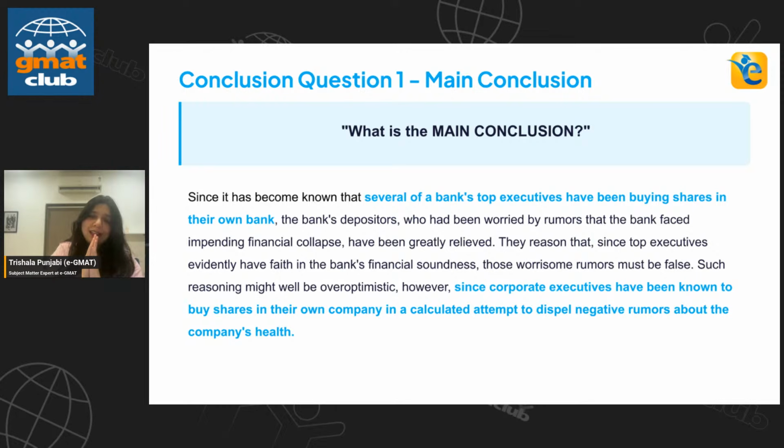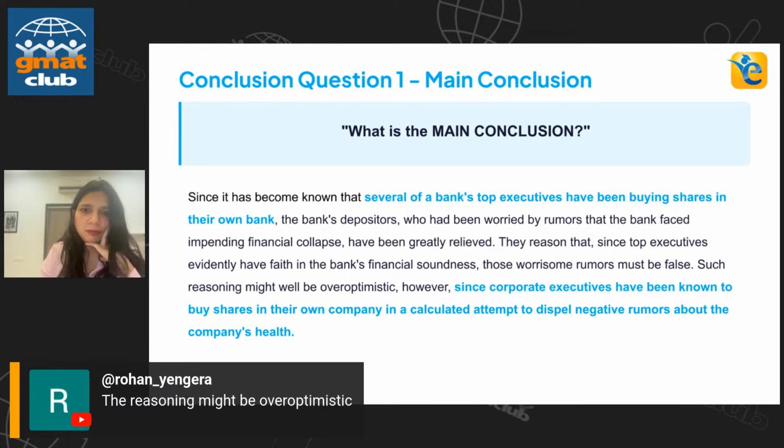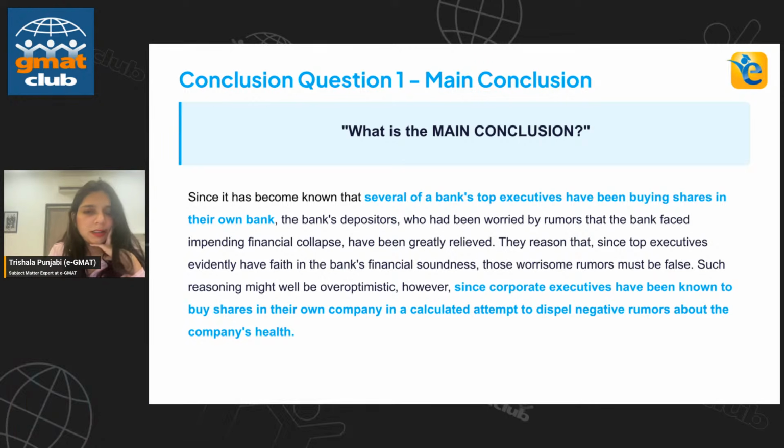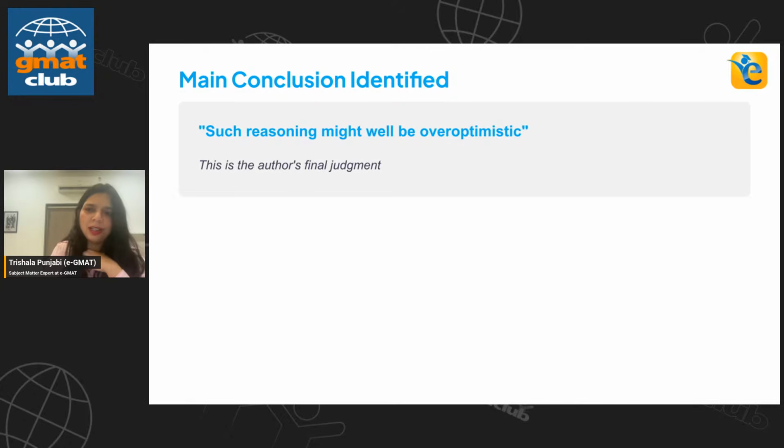And whoever is getting any of the conclusion part wrong, do go back to the first video and do the conclusion drills that we have there. Fantastic, Rohan. You're right. The reasoning might be over optimistic, right? Such reasoning might as well be over optimistic, and that is the author's final judgment.